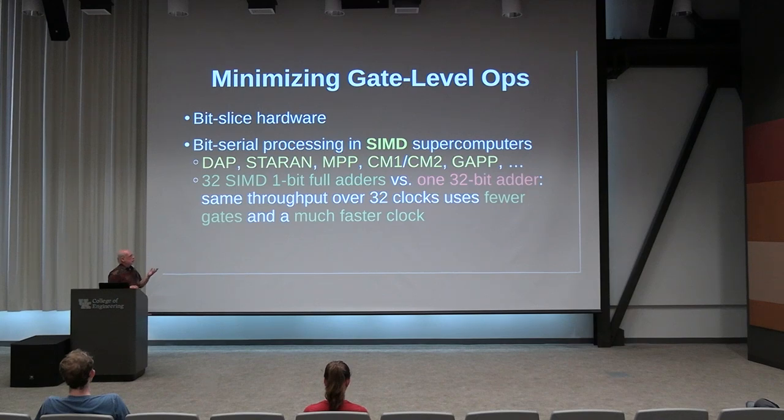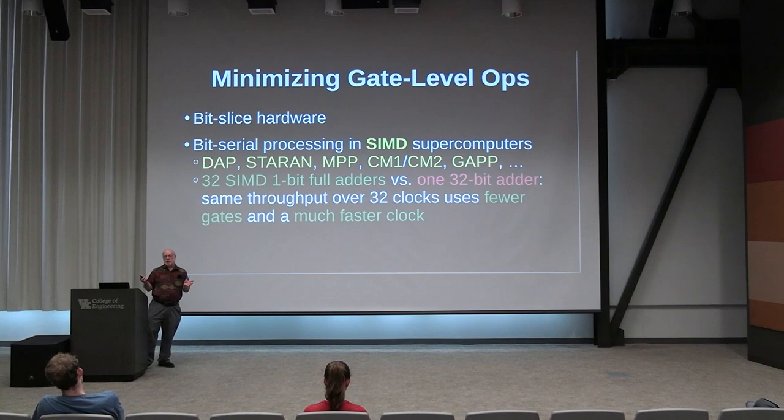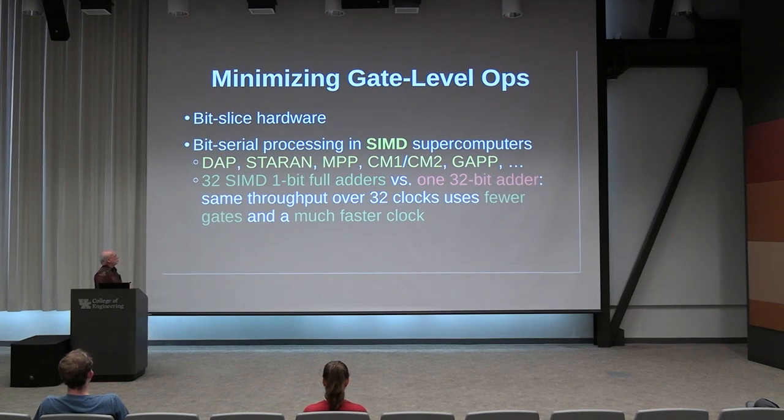If we take a look at supercomputers that were built decades ago, SIMD supercomputers, single instruction stream, multiple data streams, basically vector-like machines, you'll find that most of those were actually built as bit-slice machines, bit serial. For example, the Thinking Machines CM-1 and CM-2 had 65,536 processing elements, but each one's ALU was only one bit wide. It could only do one bit operation per clock cycle, so it did a series of those operations to build up a 64-bit add or a 32-bit add.